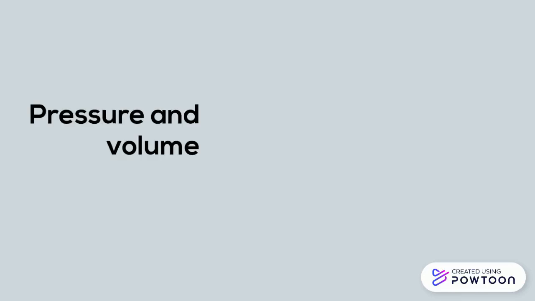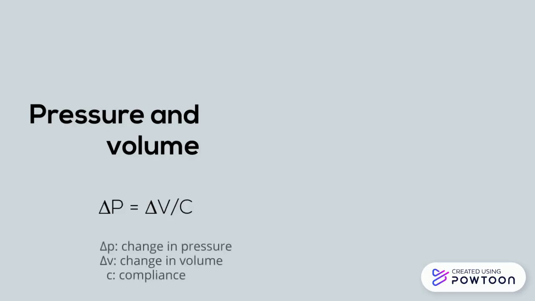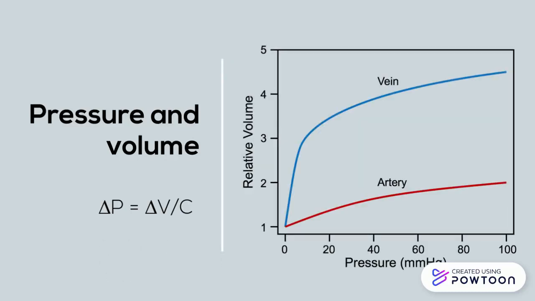In conjunction with compliance and elasticity, arteries and veins have different relationships with pressure and volume. Specifically, this can be explained by the equation delta P is equal to delta V over C, where delta P represents the change in blood pressure, delta V represents the change in blood volume, and C, compliance, is the corresponding slope. Overall, we see a direct relationship between pressure and volume in both the veins and arteries. As pressure increases, so does volume and compliance. However, we see that there is a steeper increase in veins because they are more compliant than arteries.